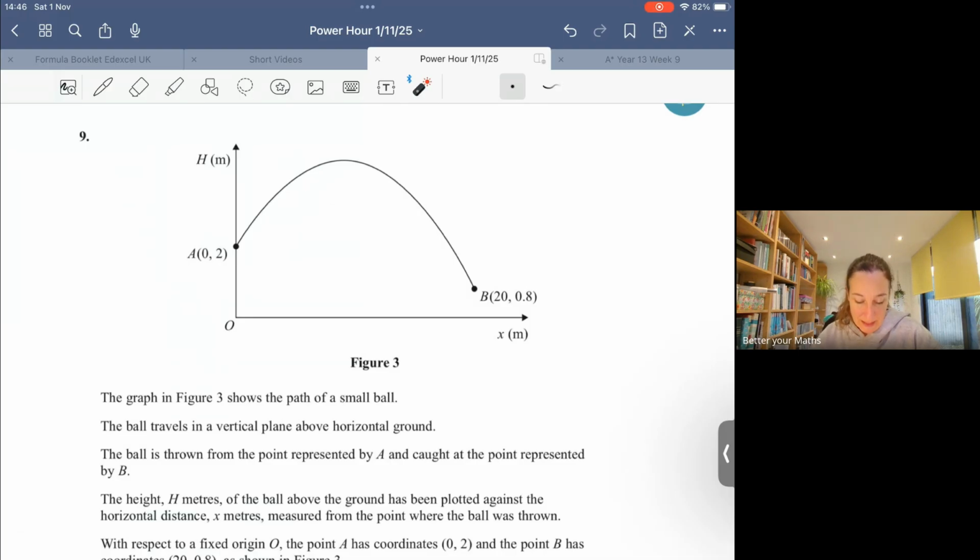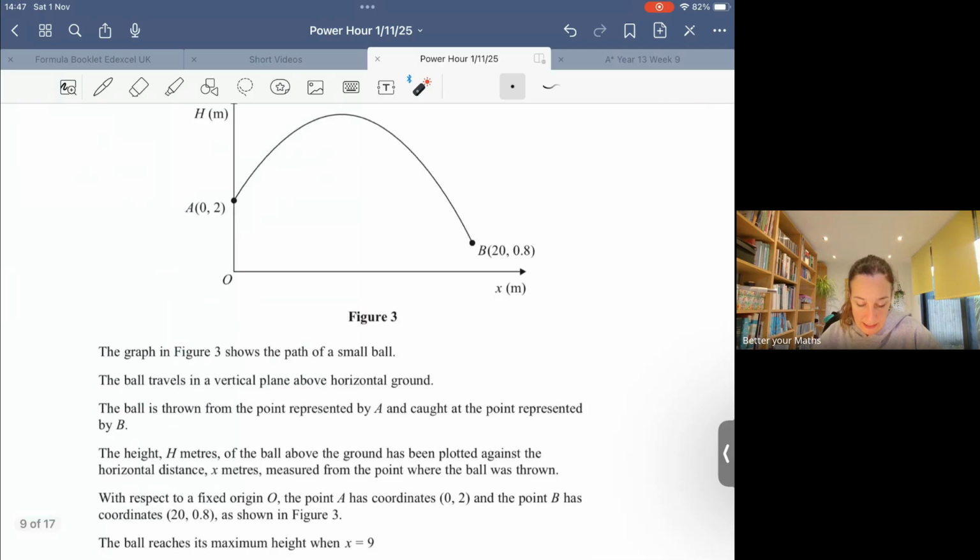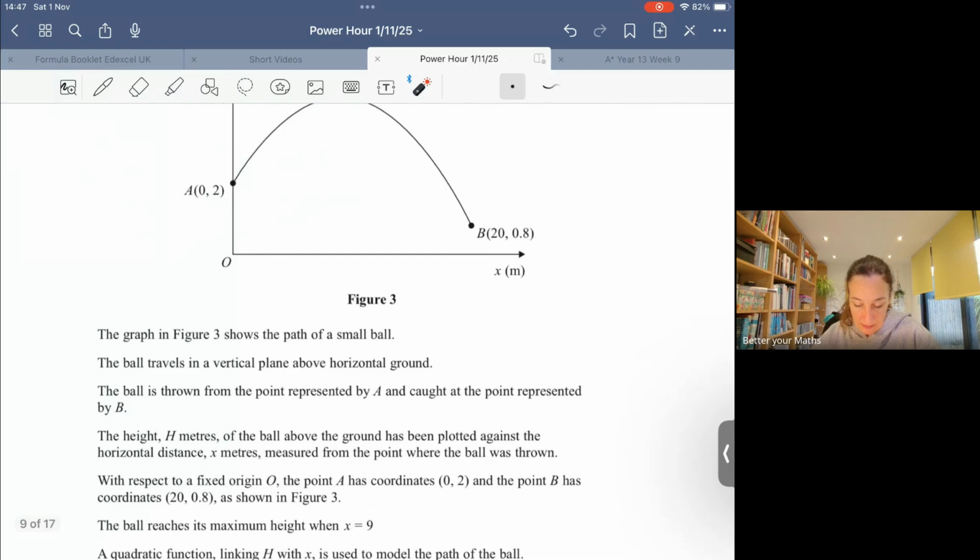The graph shows the path of a small ball. The ball travels in the vertical plane, and the ball is thrown from the point represented by A and caught at the point represented by B. We have the coordinates, and the height h in meters of the ball has been plotted against the horizontal distance. We have the graph here.